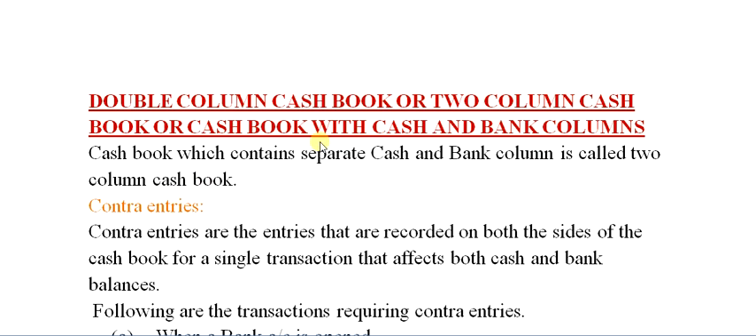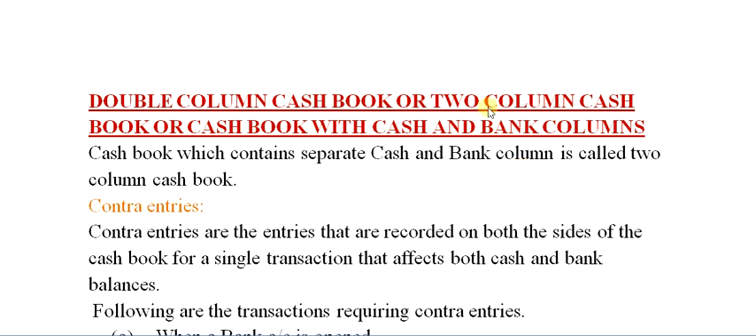So my dear students, double column cash book is a type of cash book where we maintain separate amount columns for cash and bank. It is also called bank column cash book, or cash book with cash and bank columns, or double column cash book. So this is the meaning of the double column cash book. Remember, compared to the simple cash book, one more column will be extra. What is that amount column? It is nothing but the bank amount column.